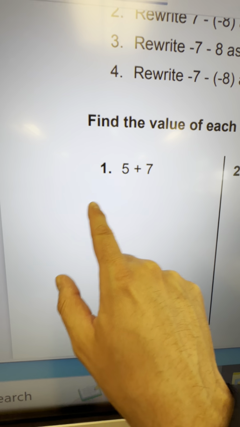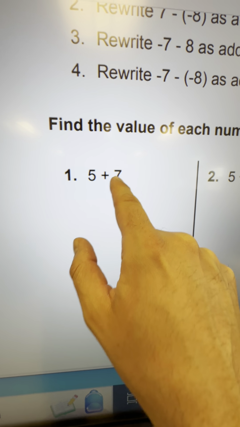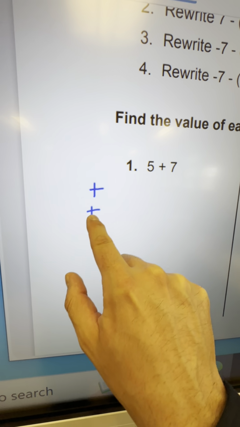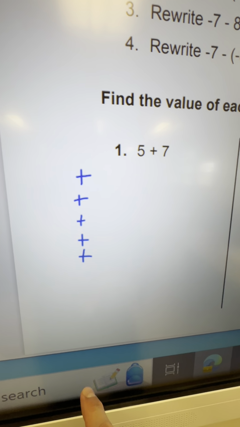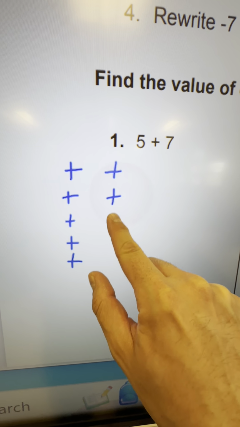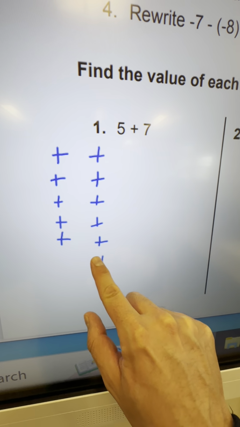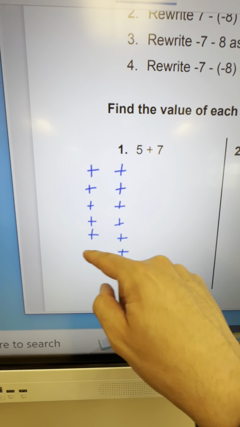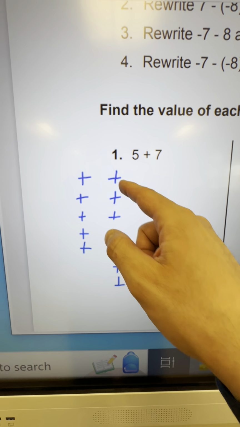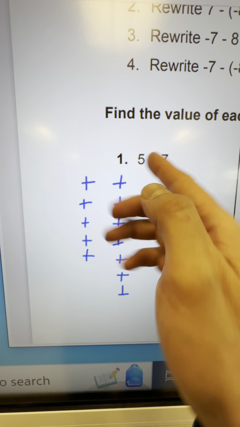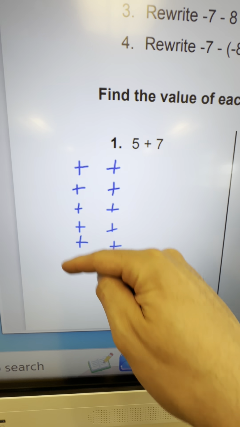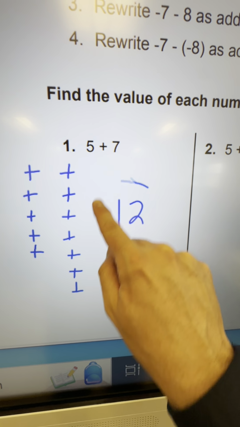So here's the first example. I'm adding 5 positives plus 7 positives. So 1, 2, 3, 4, 5 positives. I add 7 positives to that. And now we notice we have 5 here, 7 here. When you add this up, you're just combining. So altogether, how many do we have? We have a total of 12 positives. So my answer is 12.